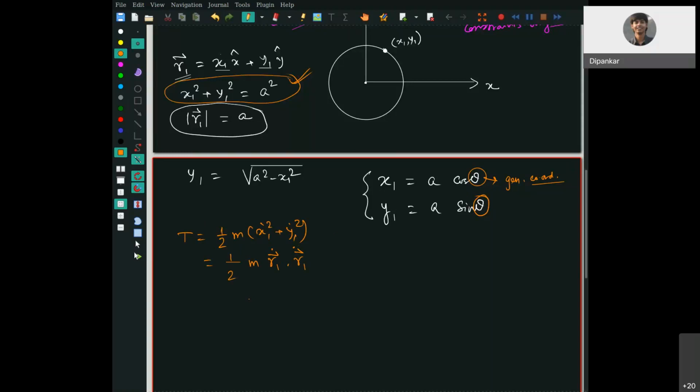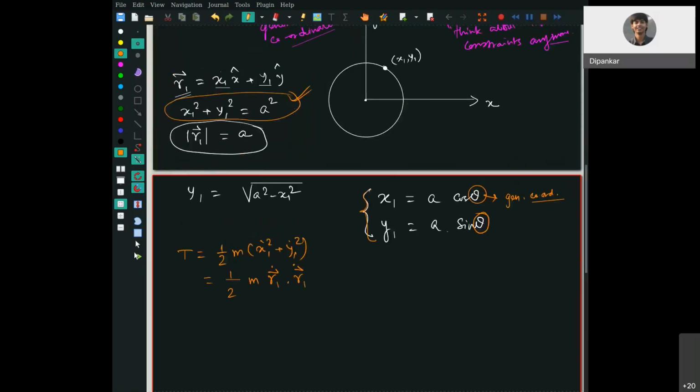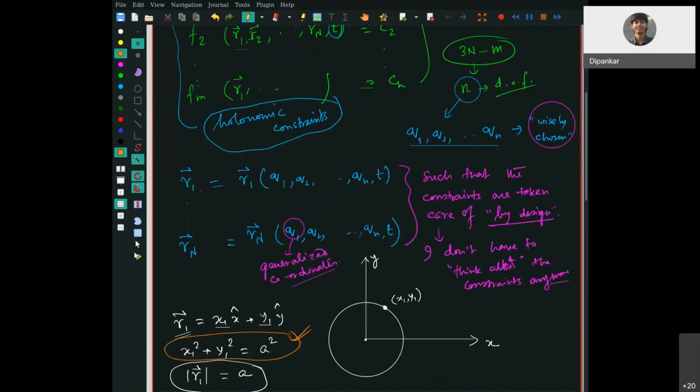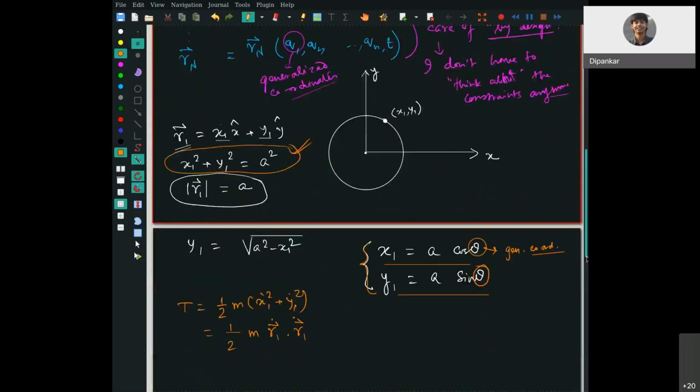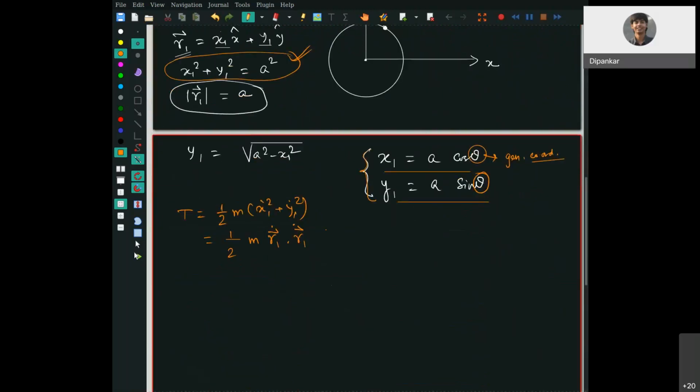Now remember, I told you that if I go to a different coordinate system by doing this kind of transformation, then this kind of transformation is equivalent to this. Okay. So this q1 is basically your theta, or you can call it theta 1. There is only one generalized coordinate here.